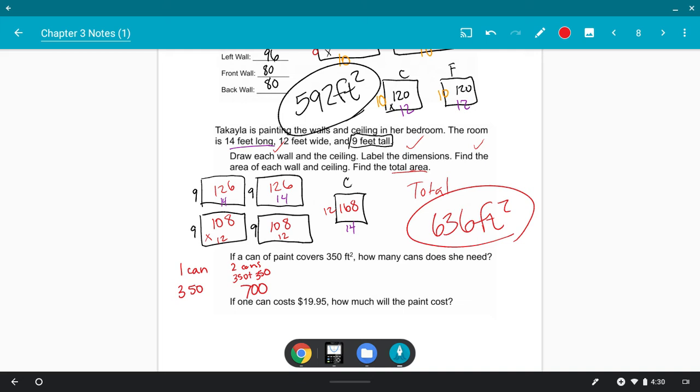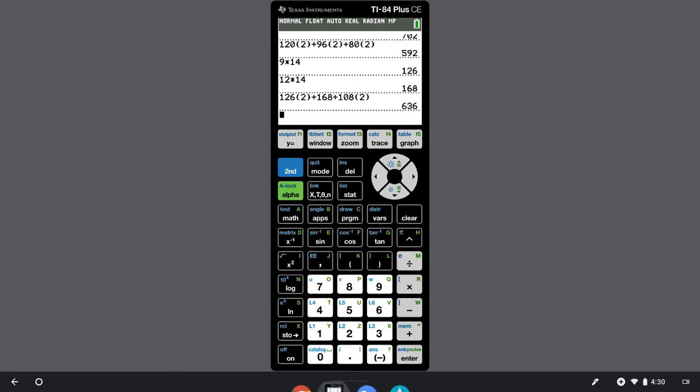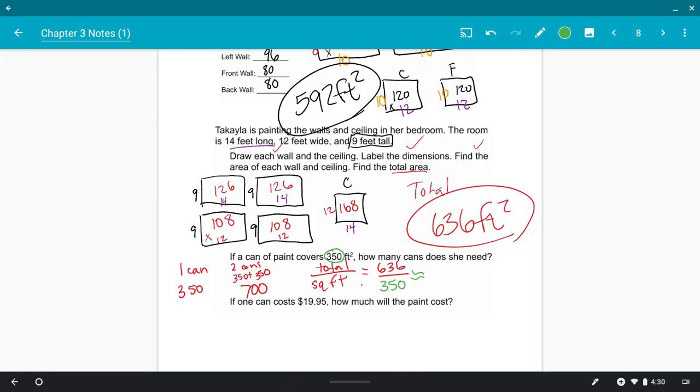So what you could do is take the total area divided by the square feet. So in this case, that means 636 divided by this 350. And what's going to come out is the exact number of cans you would need. You would need exactly 1.817 and so on. But you need to round up because you can't buy a part of a can. So she would need 2 cans. She's just going to have extra.